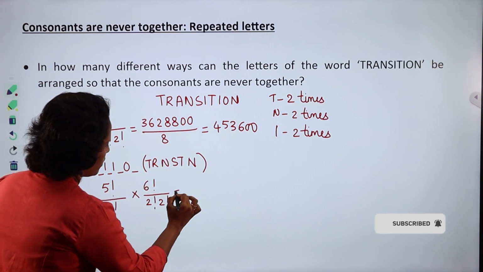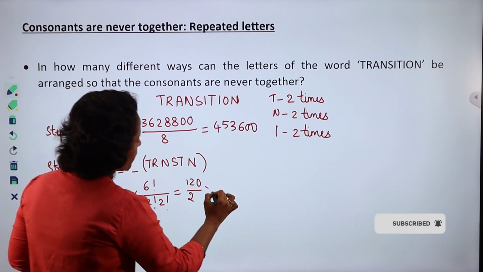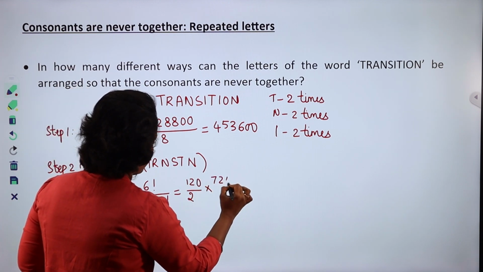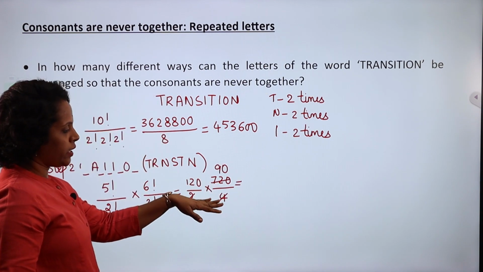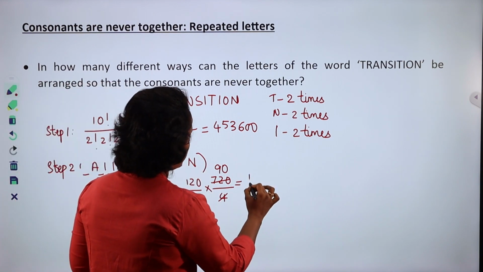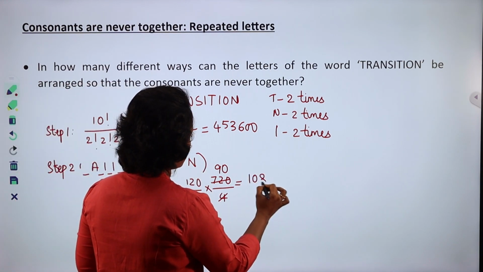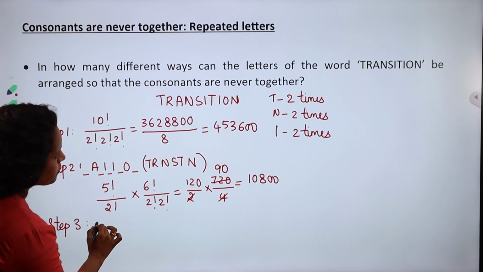So 2 factorial, which will be 5 factorial is 120 divided by 2 into 720 divided by 4. 2 4s are 8. 720 goes in 8 table for 90 times. So 120 into 90, it is 10800.